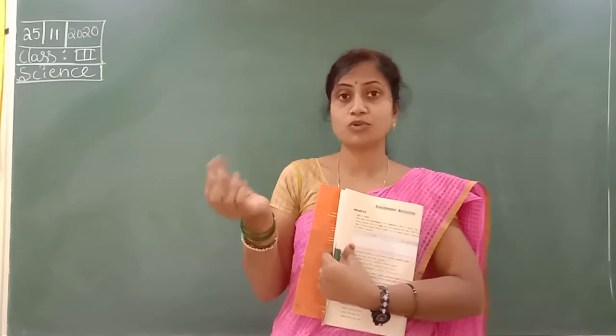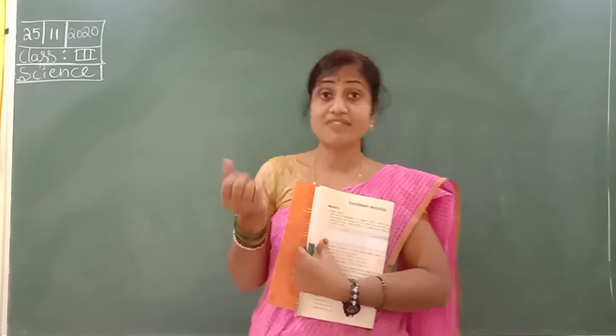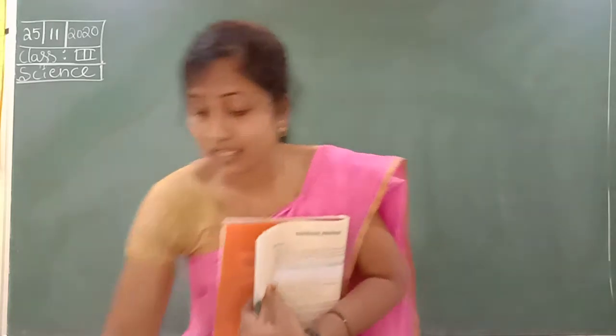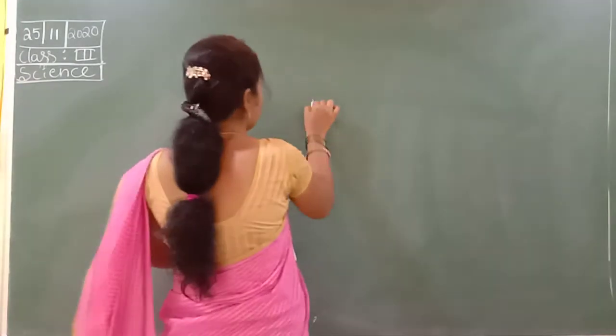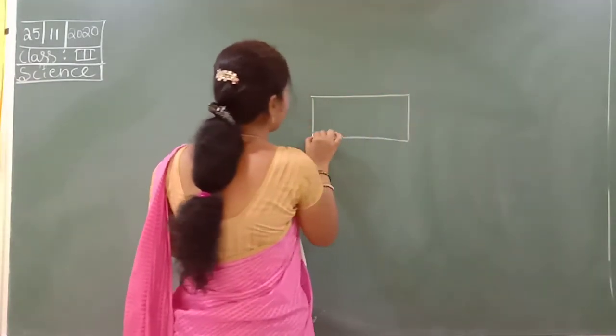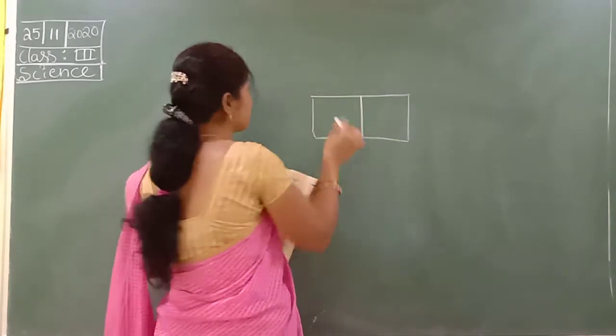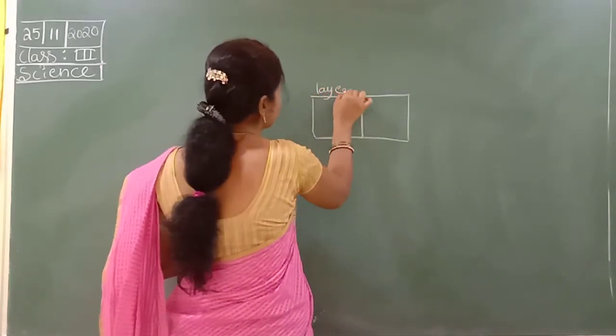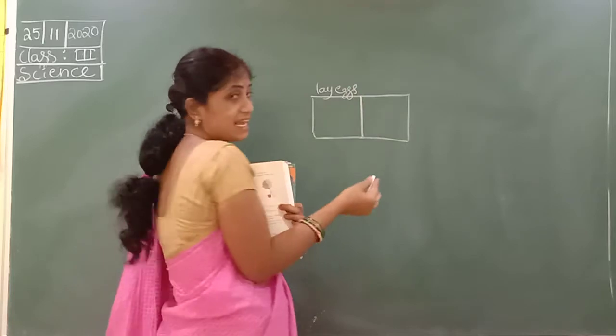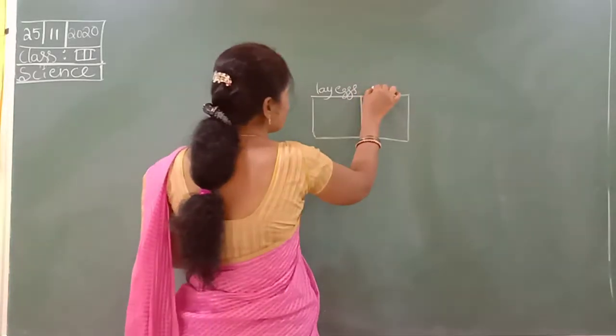So you have to cut two pictures of animals that lay eggs. Here you have to take 2 columns: lay eggs, and give birth to their babies.